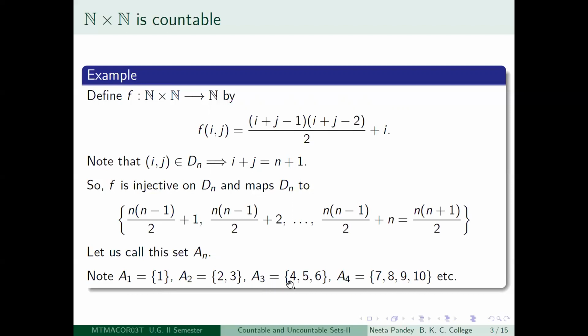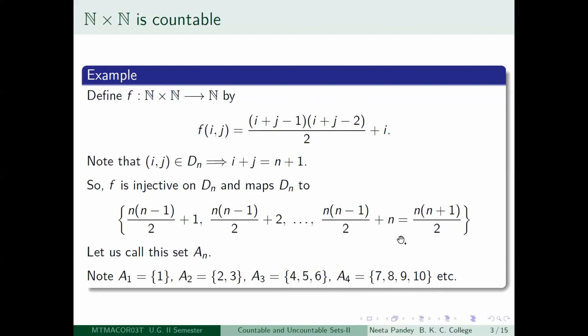Similarly, what will be A3? A3 will be when you put n equal to 3 here, so it becomes 3 into 2 divided by 2. So this part is just 3. So you start from 3 plus 1, and you get 3 plus 1, 3 plus 2, and 3 plus 3. So that is 4, 5, 6. Similarly, you can just check that A4 is going to be 7, 8, 9, 10.